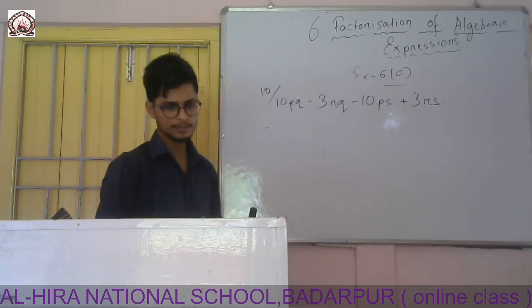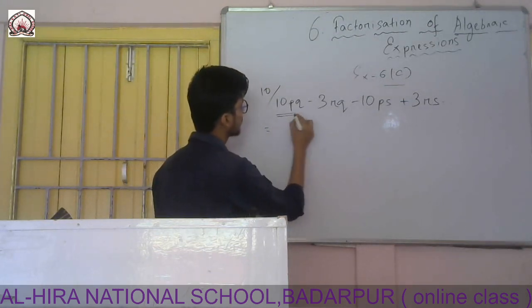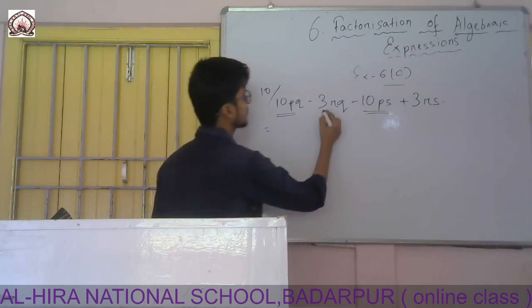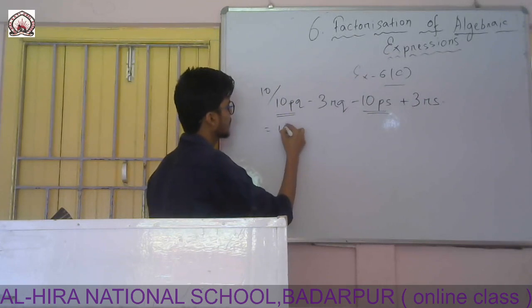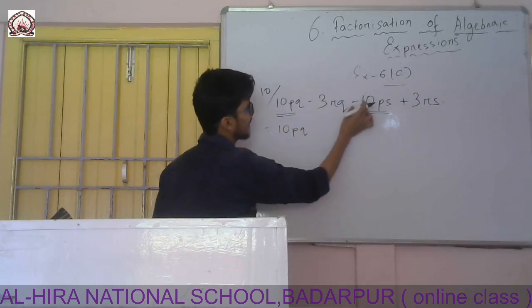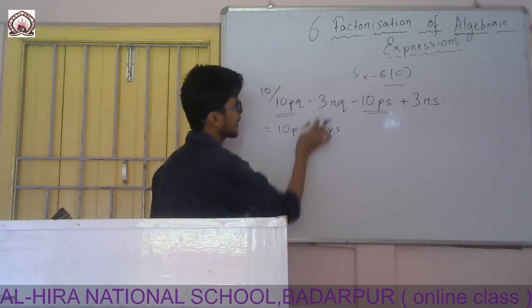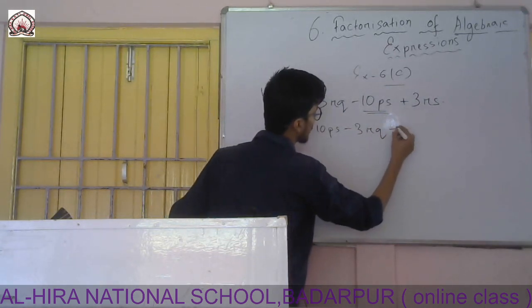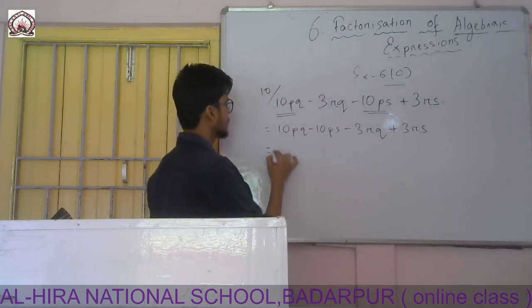Which ones can I arrange? You see there is 10p, and there is also 10p. If I take both the terms, there is 3r and there is also 3r. So if I take these terms together, 10pq, then there is a minus sign, so I have to write minus 10ps. Again there is minus 3rq, and the last one is plus 3rs. First of all I arrange them. Now I'll take out the common term.